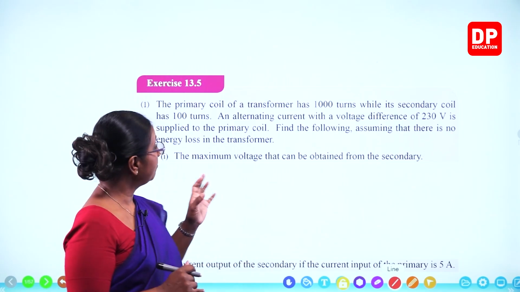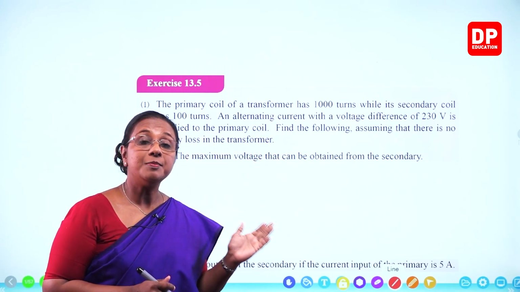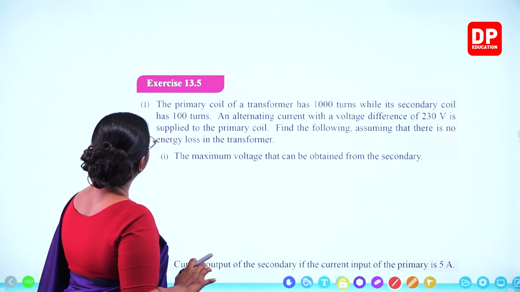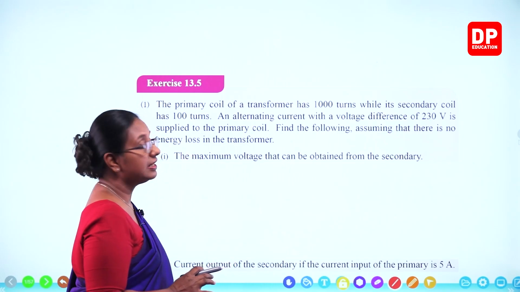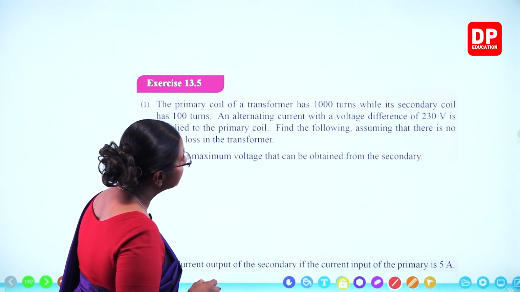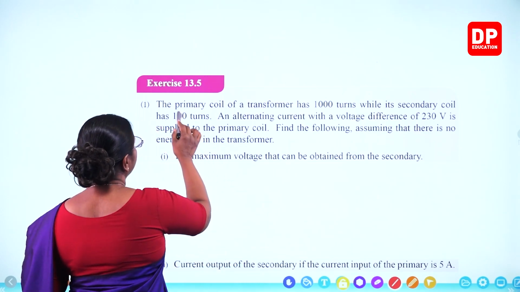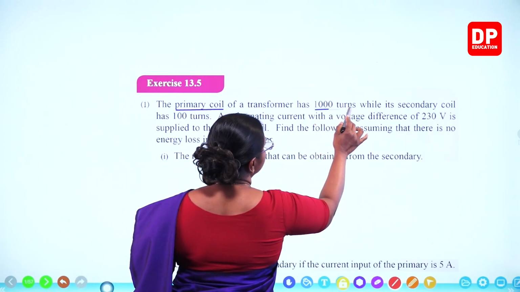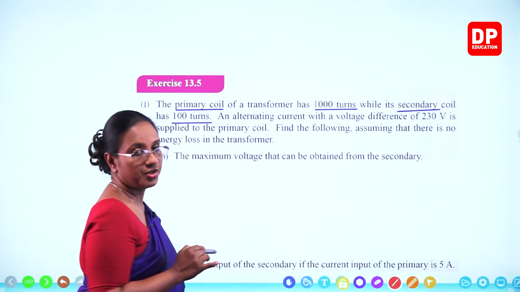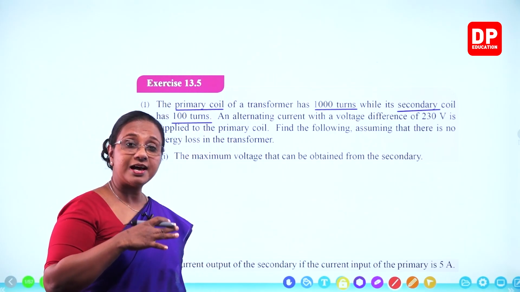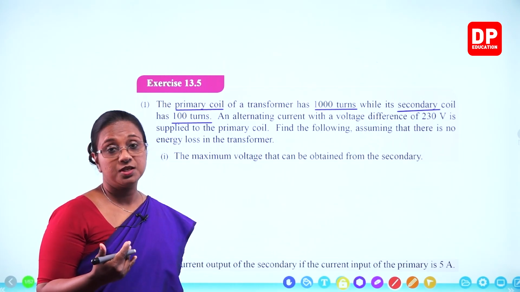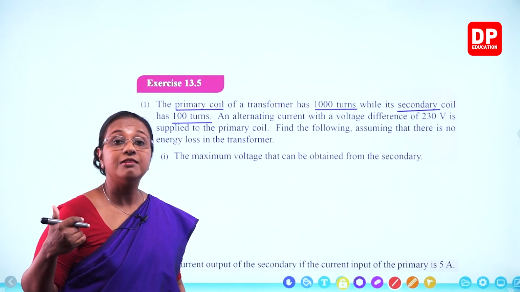This is carried out based on the number of turns in the primary or the input coil and the secondary or the output coil. So the first question, in that they have given the introduction. The primary coil of a transformer has 1000 turns, and the secondary coil has 100 turns. You all know when the number of turns is high in the primary coil, that means it is a step down transformer. So the voltage output will be reduced.